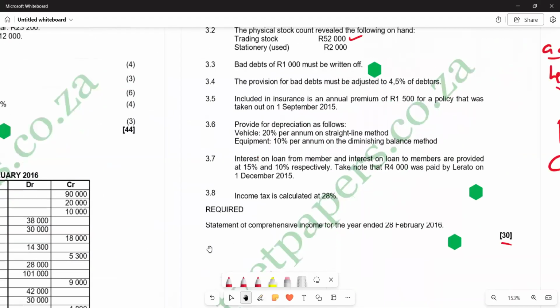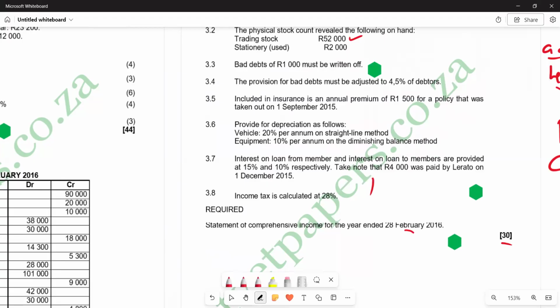you'll see that additional information is saying interest on loan from member and interest on loan to member are provided at 15% and 10% respectively. Take note that 4,000 was paid by Lerato on 1 December 2015. So Lerato is the member that we gave a loan. It means on 1 December 2015, a payment was made, and we want to count how many months there were before the payment was made. Remember, our year is ending on 28 February 2016, so it started on 1 March. So March to December, we want to see how many months there are.